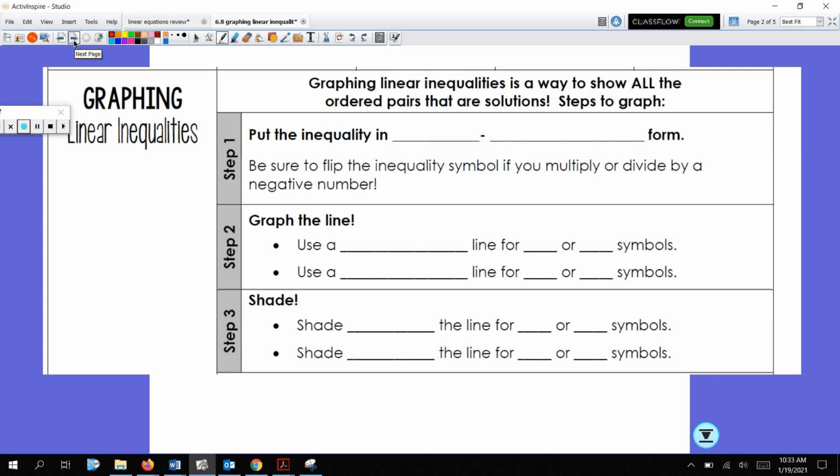All right, so here are the steps to graph linear inequalities and to show the solutions on a coordinate plane. Step 1, we want to put the inequality in slope-intercept form.